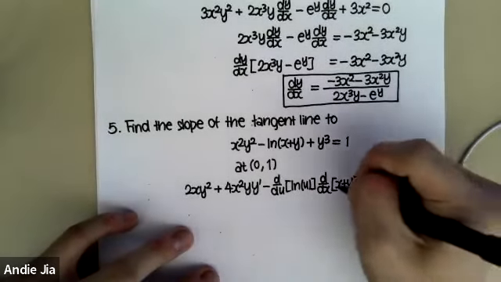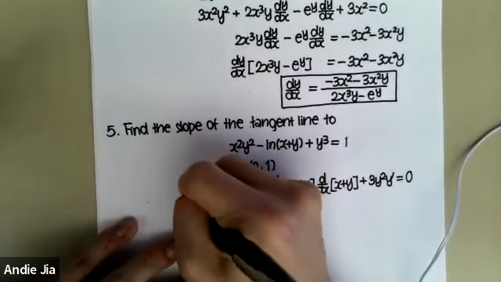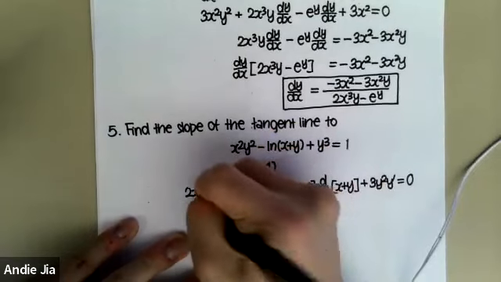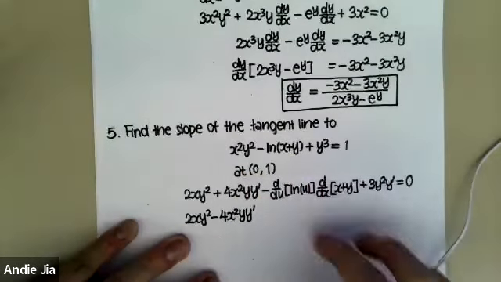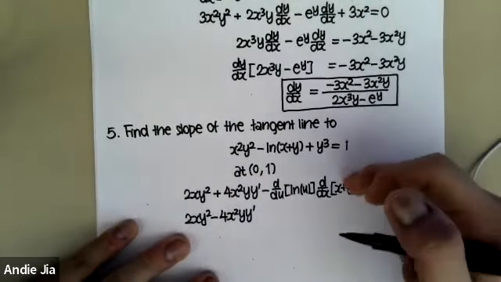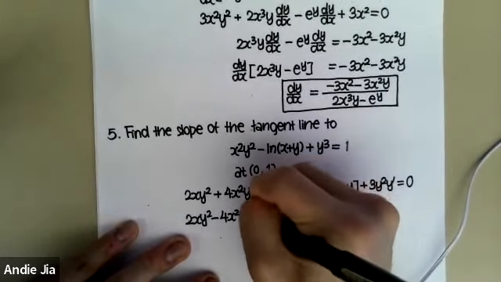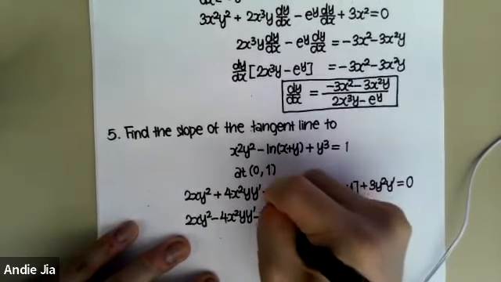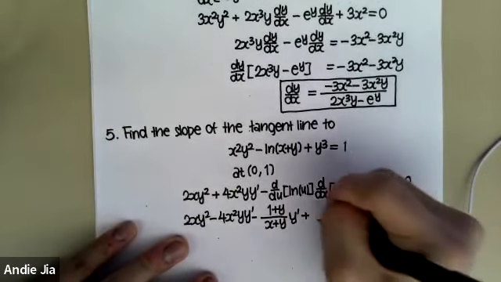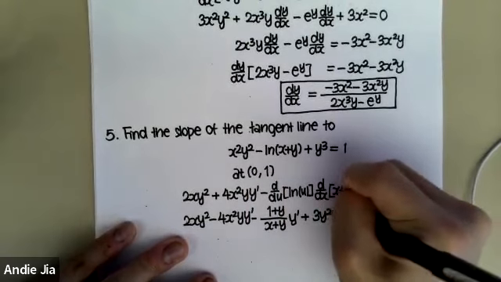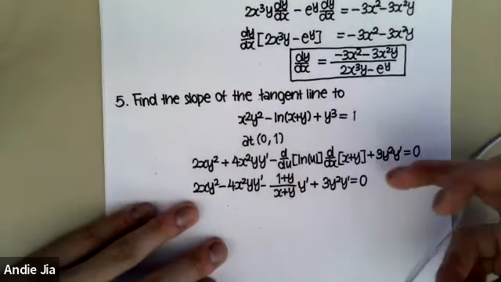So there's going to be natural log of x plus y. For this it's going to be 2xy squared minus 4x squared y and y prime. And I have 1 over u, so it's going to be 1 plus y prime over x plus y, and then y prime, and then plus 3y squared y prime. It equals 0.